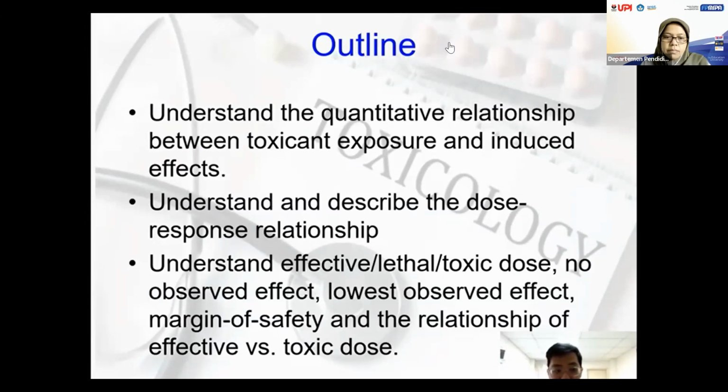Maybe we have rashes, maybe we have certain toxic effects on our liver, maybe we have liver damage, all these kinds of induced effects. So we want to understand what kind of relationship exists between this toxicant exposure, or the amount, and the induced effect. And then we also want to understand what this dose response relationship is.